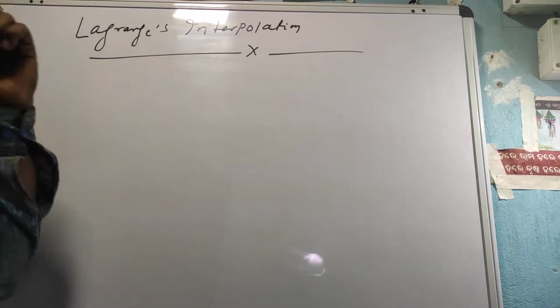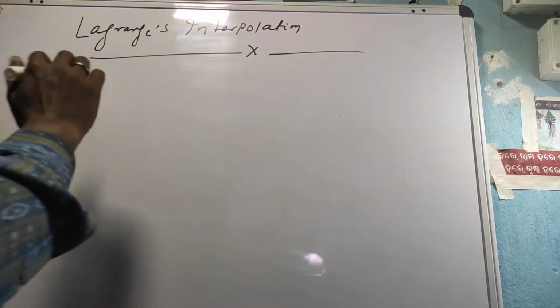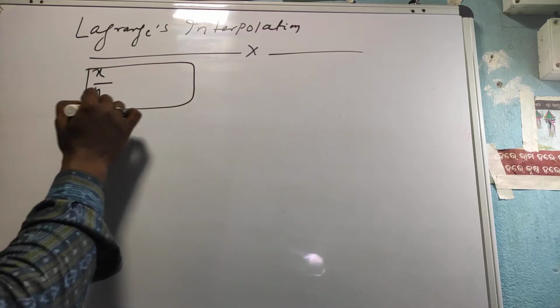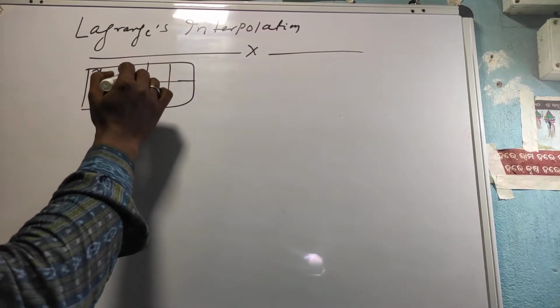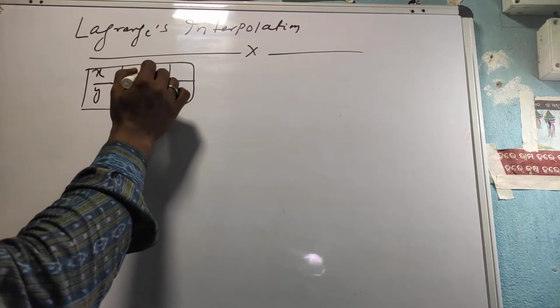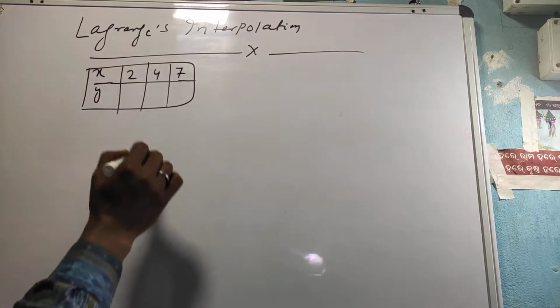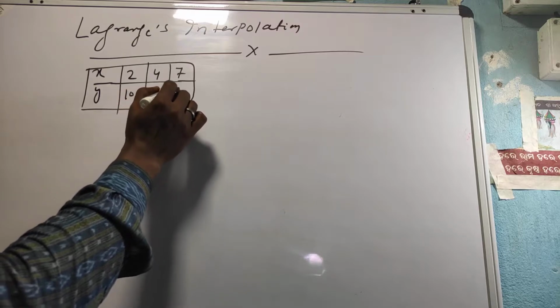How can the Lagrange interpolation be calculated? Suppose I give the values of x and y. Let me give you an example. The x values are 2, 4, 7, and the y values are 10, 2, 6.